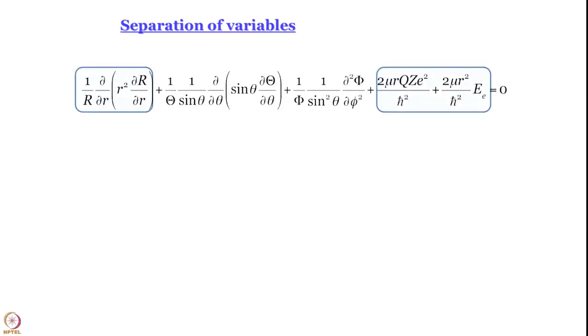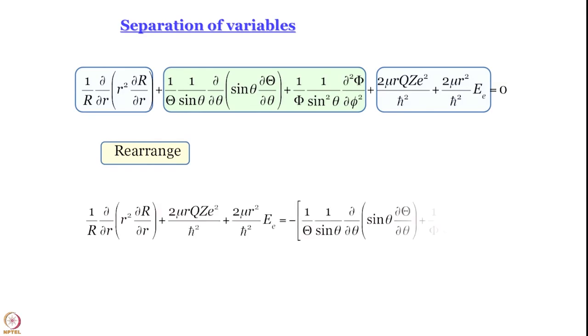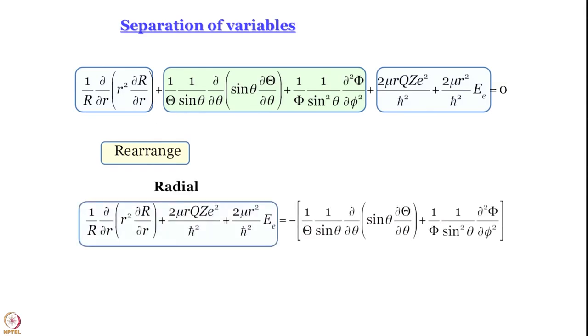Okay. So, just rearrange it a little bit. Take everything in r together on one side. Take everything in theta and phi on one side. Upon rearrangement, you get this. So, left hand side is entirely in terms of the radius r, so you call it the radial part. Right hand side is only in terms of theta and phi angles, so you call it angular part.